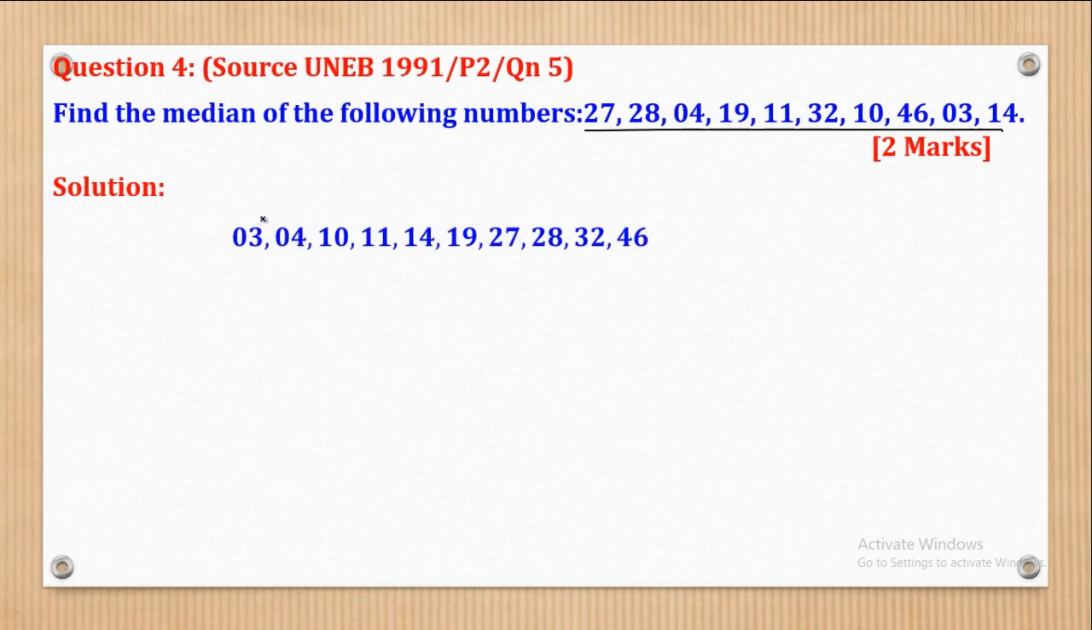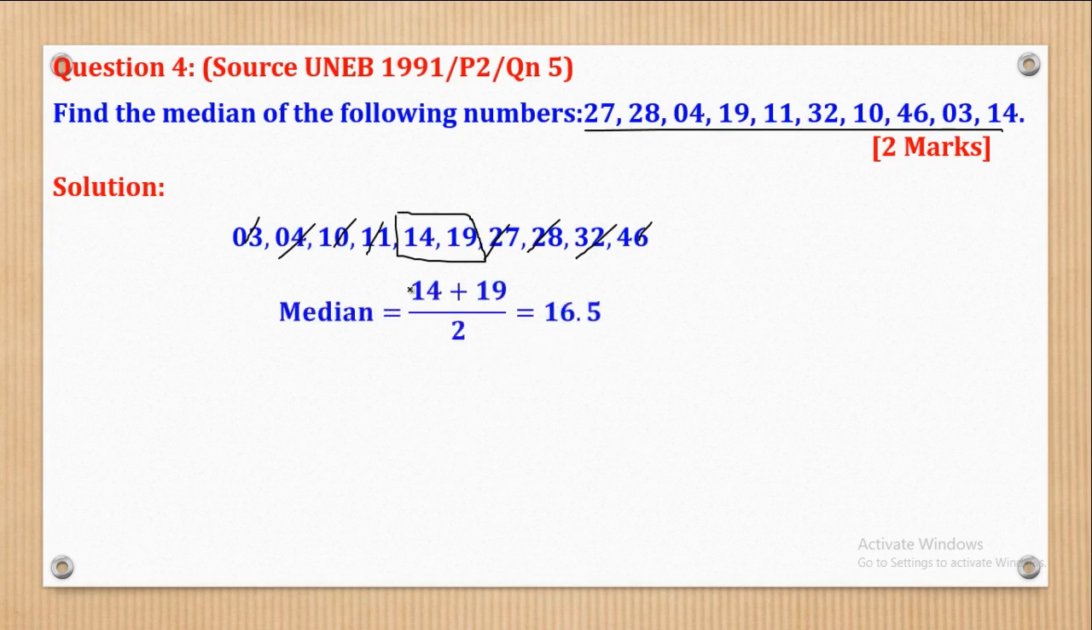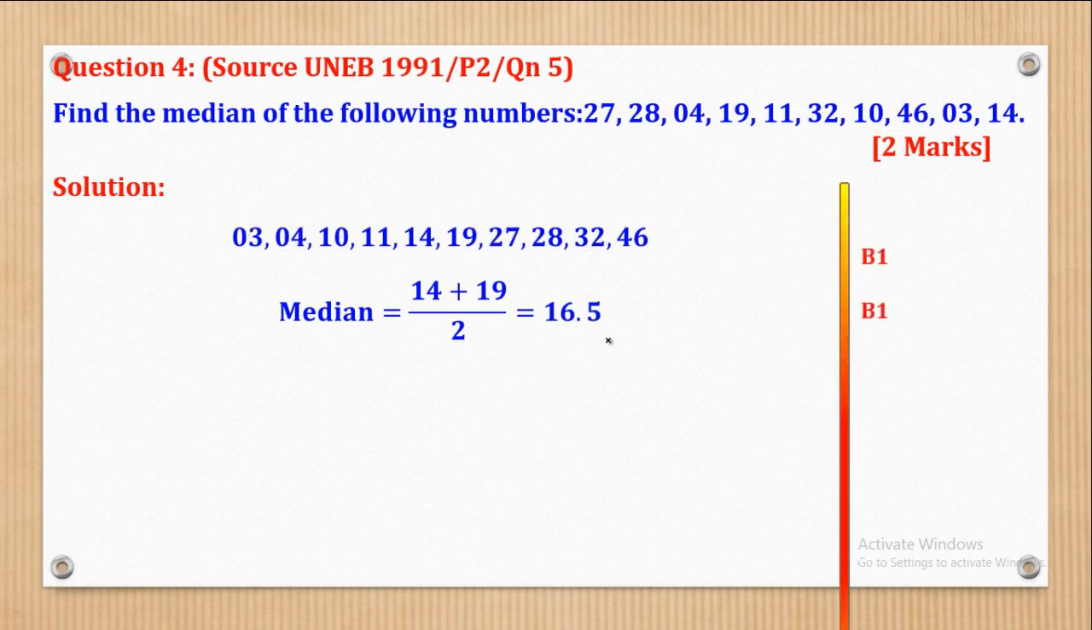Now I start crossing on either side. So 03 will go with 46, 04 will go with 32, 10 will go with 28, 11 will go with 27, and I remain with 2 values in the middle. So I'll get the average of those 2 values, and that will be my median. So I'll come up with median being equal to 14 plus 19, everything divided by 2 to come up with 16.5. So basically that's what they wanted in this question, and now let's see how marks can be awarded.